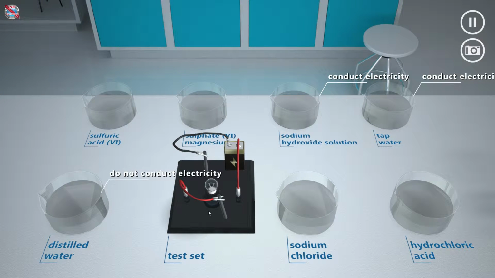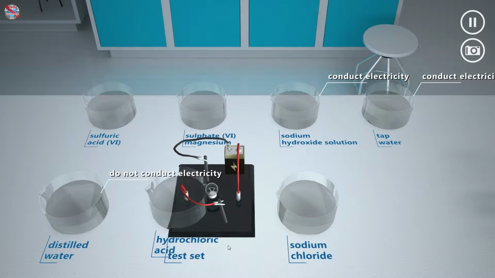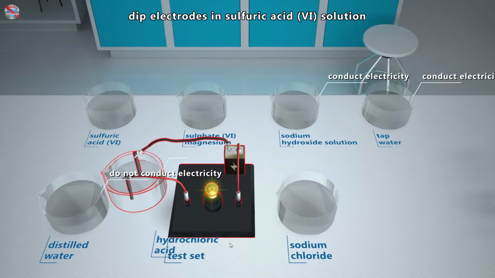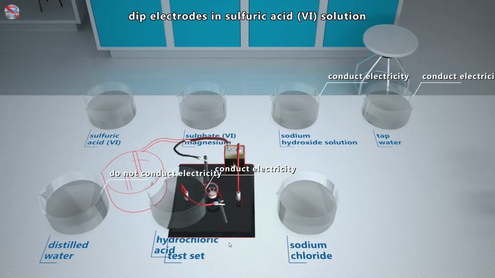Let's move on to acids. Let's connect hydrochloric acid solution to our simple electricity circuit. Yes, hydrochloric acid is an acid that you have in your stomach. This solution needs to be an electrolyte. Can you see a shining bulb? Now let's try with sulfuric acid solution.